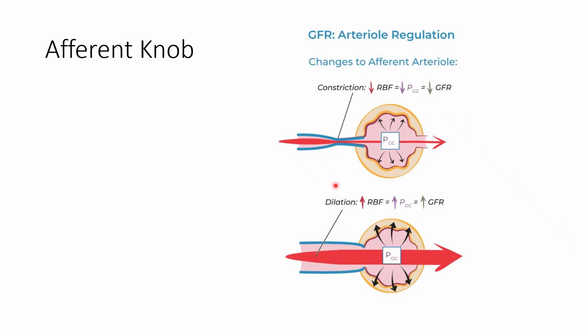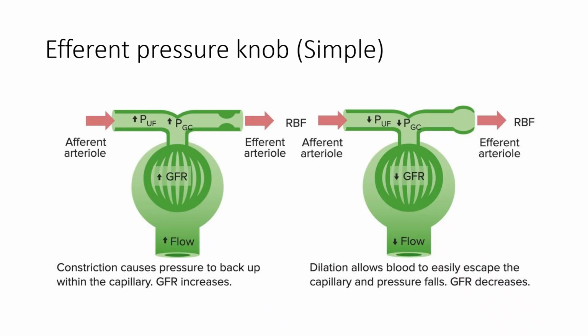However, if the afferent arteriole constricts, there is decrease in renal blood flow, that decreases the PGC, and there is a net decrease in the GFR. Now, if we just simply see how things will change if the efferent knob is changed. If you constrict the efferent arteriole, there will be obstruction to the flow. So there will be increased hydrostatic pressure here, which will increase GFR. However, if you dilate the efferent arteriole, the fluid will move faster, decreasing the PGC, thus decreasing the GFR.